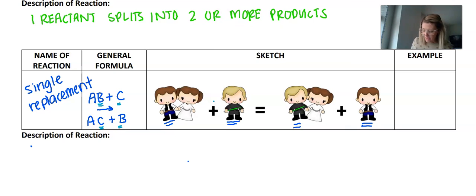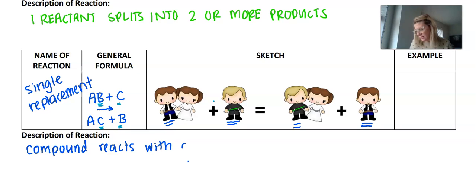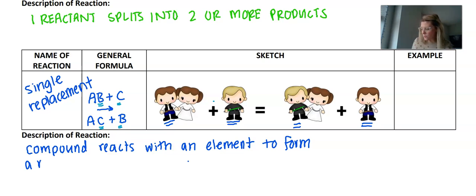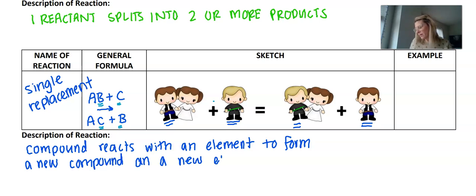And this is going to be a compound reacts with an element, okay, to form a new compound and a new element, okay?